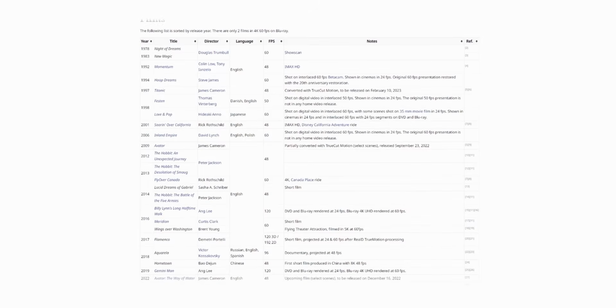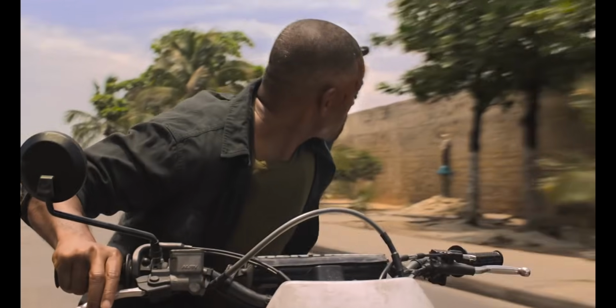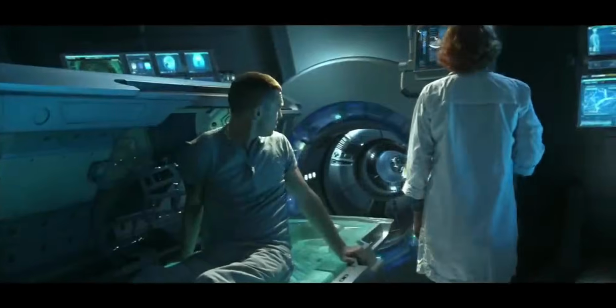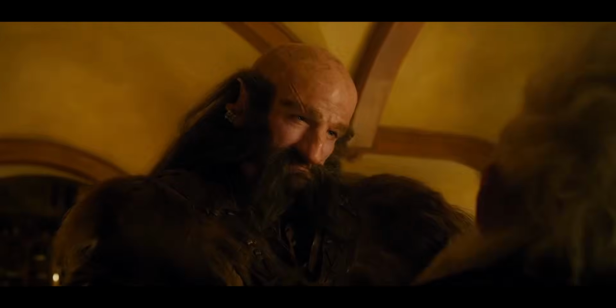But there are films that have been released in frame rates other than 24. The Hobbit used 48, some versions of Inland Empire used 60, Gemini Man was 120, and even when Avatar was re-released, James Cameron used 48 frames per second, and it looks like he'll do the same for The Way of Water. Naturally, this doesn't look right to us though.